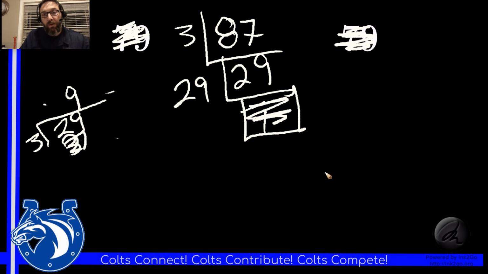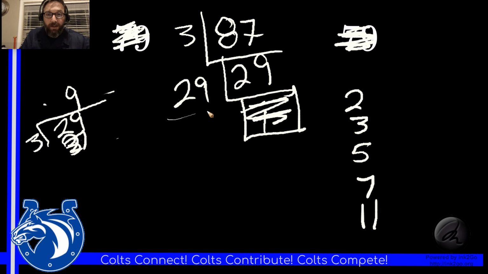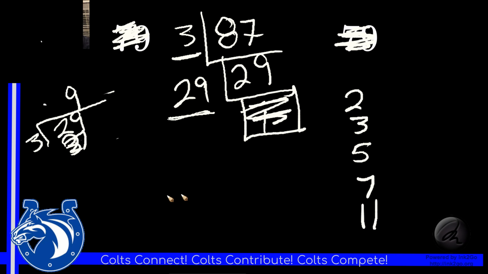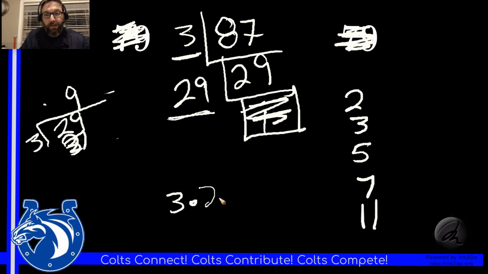But if you stick to it and you start with the foundation, start with your lowest prime numbers and slowly work your way up, you will get there and you will figure out that sometimes there's only 2 that you're going to find. So the factorization of the number 87 is 3 times 29.